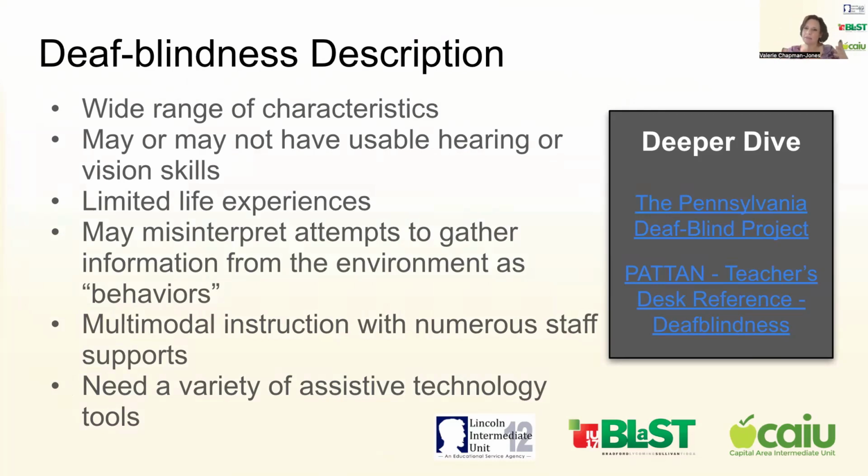And due to that limited sensory input they get from their eyes and ears, these students often have really limited life experiences, and how they explore their environment is going to look different than typical students. So a lot of times they're trying to gather and seek information from their environment any way they can. For example, using their hands and using body movement to gain information. And sometimes they might be incorrectly interpreted as engaging in behaviors when they're actually just trying to get information from their environment using what's available to them.